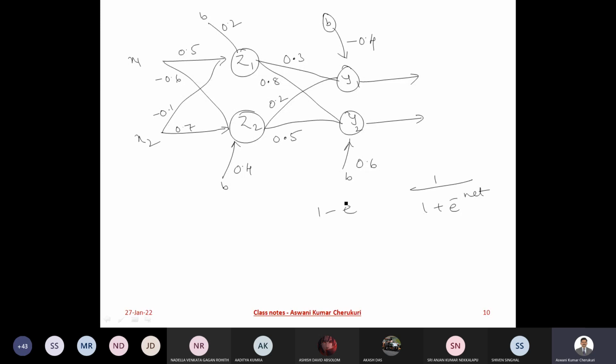Please try for unipolar sigmoidal, 1 by 1 plus e power minus net, and also the same problem for bipolar sigmoidal, 1 minus e power minus net by 1 plus e power minus net. Try this with the alpha value 0.3, and give the input x1, x2 as 1 and minus 1. So you are going to have two targets. The target vector is minus 1 and 1.